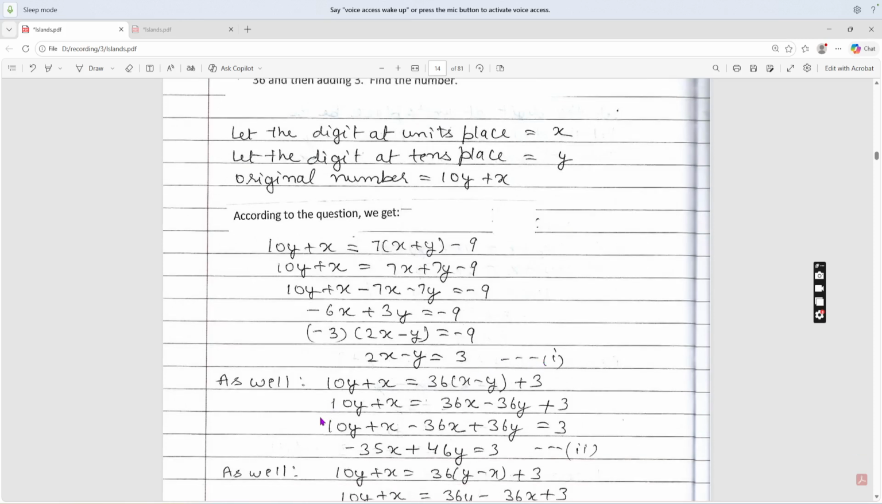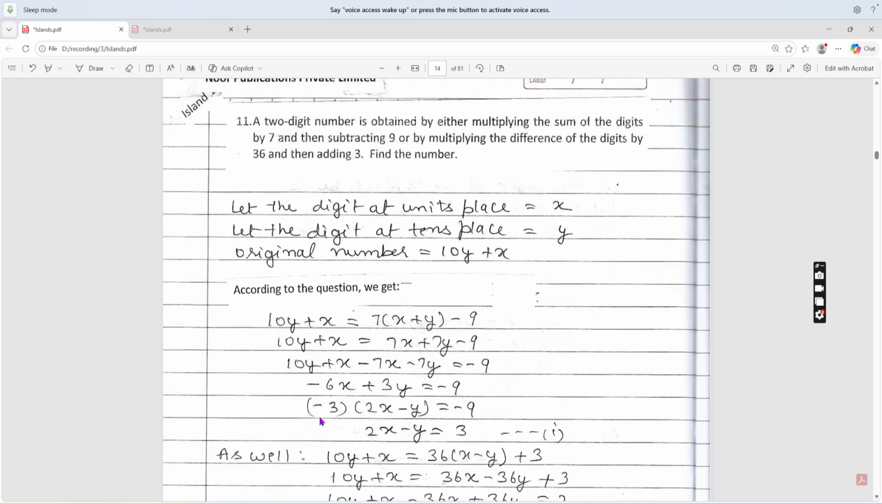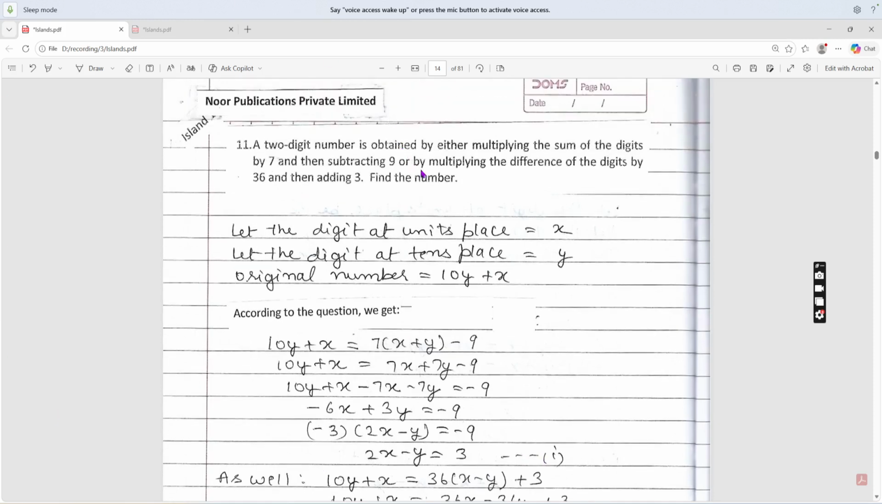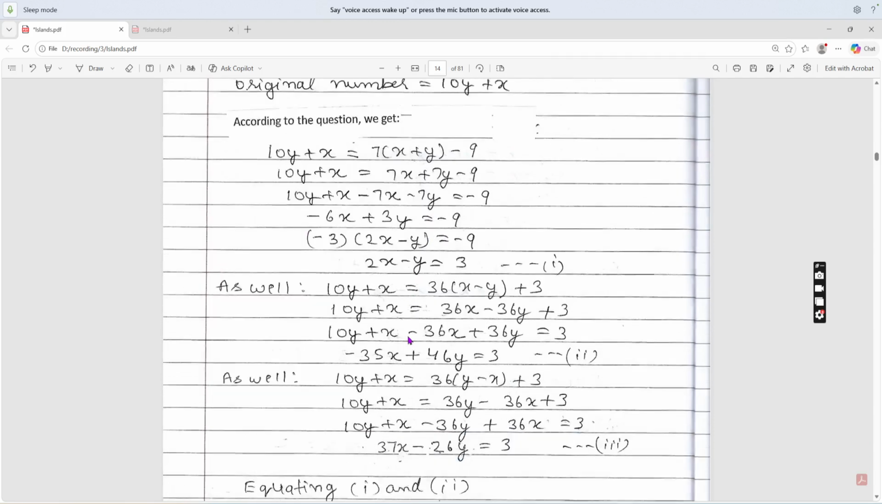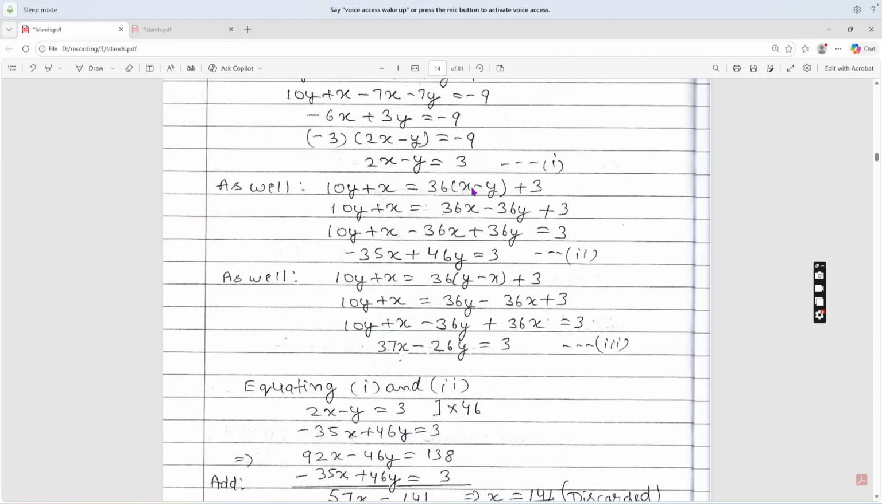Now the same question, we are going to proceed further with the second condition. What is the second condition? Or by multiplying the difference of the digits by 36. Now see, what is the difference of the digits? That is x minus y. Or it can be y minus x, because we do not know which one is bigger. Either x is bigger or y is bigger. If x is bigger, then the condition would be x minus y. If y would have been bigger, then the condition would be y minus x.